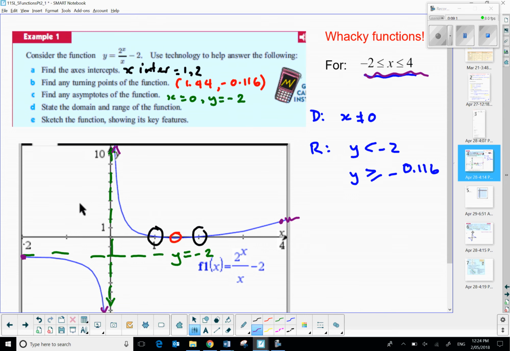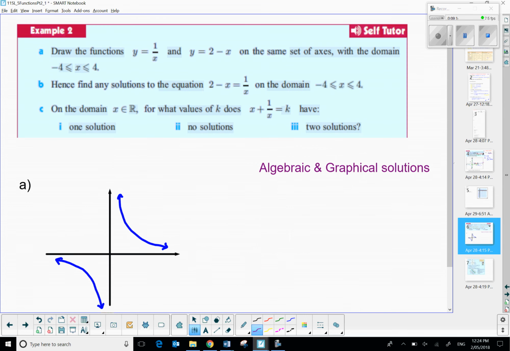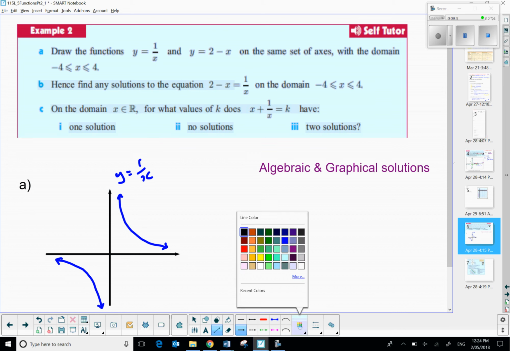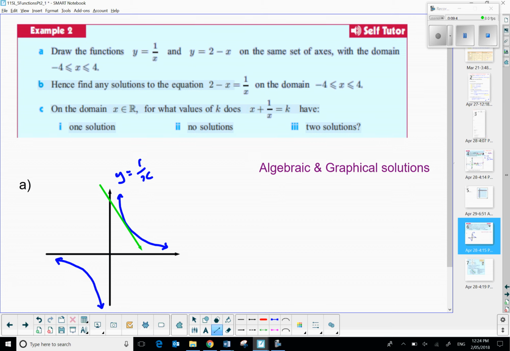The next thing I want to look at was this part here where we've got two functions and you're trying to solve these and finding different values for where they're true. So here we're graphing the function y equals 1 on x, which is this one I've done in blue, and we've got y equals 2 minus x, and that's going to be a straight line, so I'll just put that in as a straight line. Go green, and that's a straight line, and it can be a double-ended arrow.